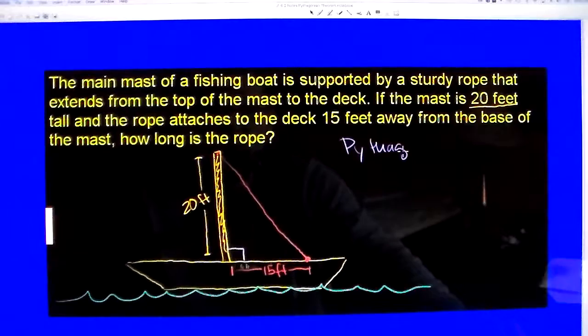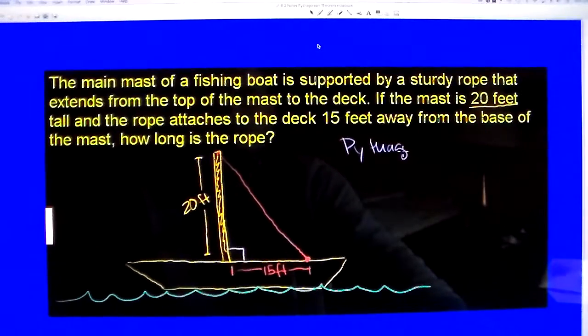This rope down here, that's called the boom, in sailor's terms. So the rope that connects from the bottom of the mast to the other edge of the sail, that's the boom, that's 15 feet away from the base of the mast. How long is the rope? So we've got to figure out this length here of the sail. How do we do that? Well, we do 15 squared plus 20 squared equals x squared.